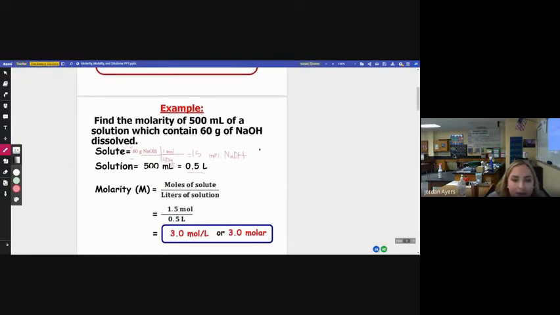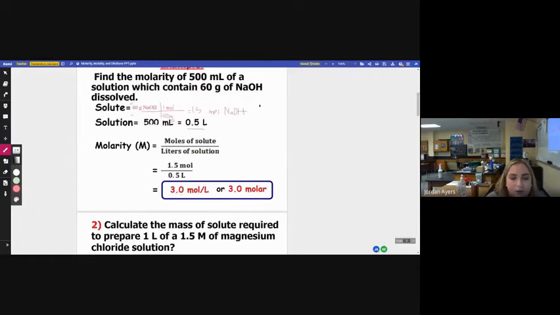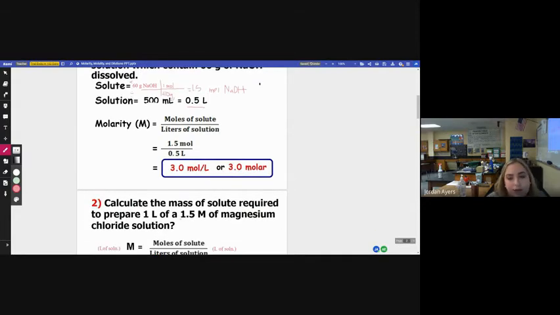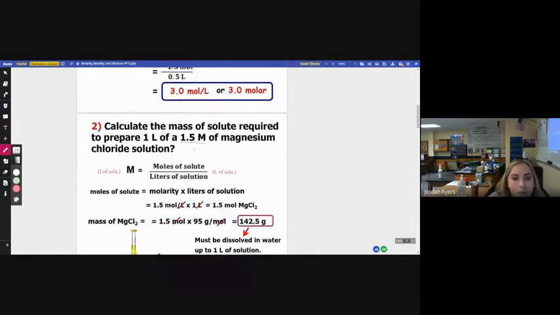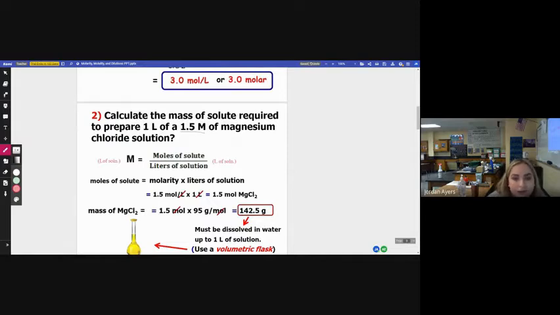Now we can put that into our equation, our 1.5 moles of sodium hydroxide over the 0.5 liters of solution, and that gives us 3 moles per liter, or 3 molar. You can do either one in problems like this one right here. This would be 1.5 molar, okay? So calculate the mass of solute required to prepare 1 liter of a 1.5 molar magnesium chloride solution.